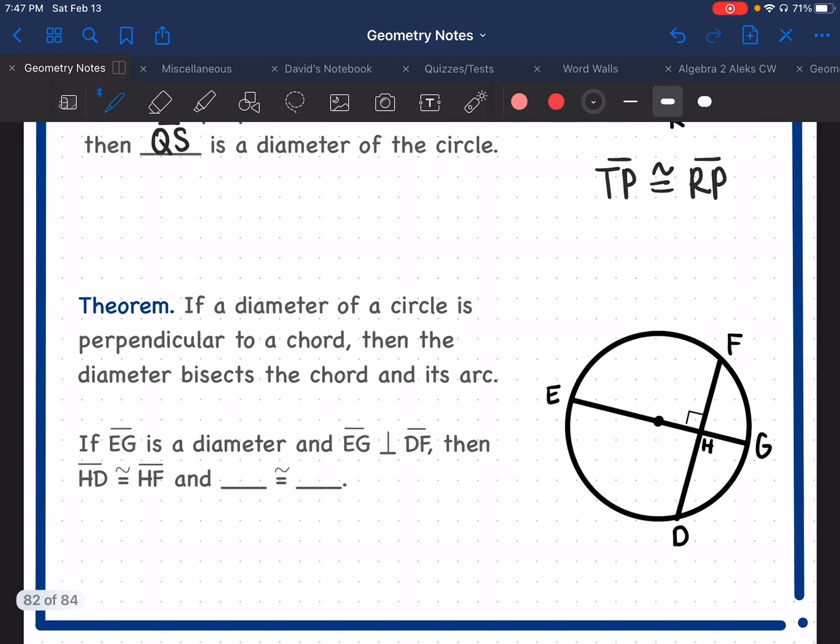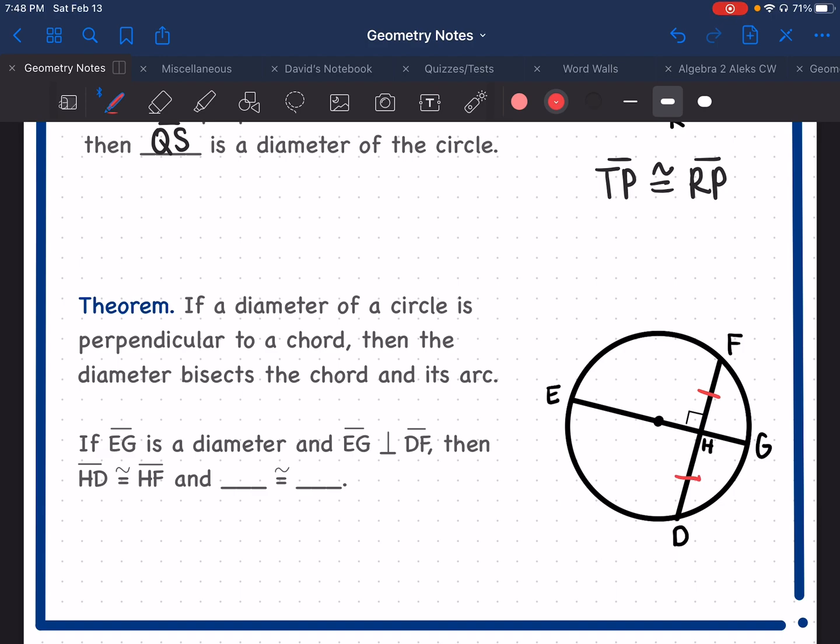All right, our third theorem for today is if a diameter of a circle is perpendicular to a chord, then the diameter bisects the chord and its arc. So this theorem is very similar to the other one. Let's take a look at it. We can see that EG is a diameter because it's going through the center of our circle. We can also see that EG is perpendicular to FD because it is marked with a 90 degrees. Therefore, HD and HF are congruent. Let's go ahead and mark that.